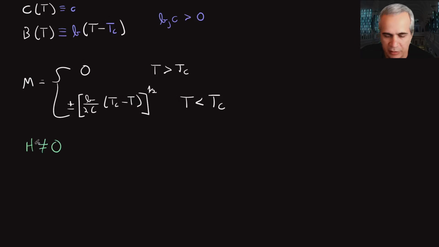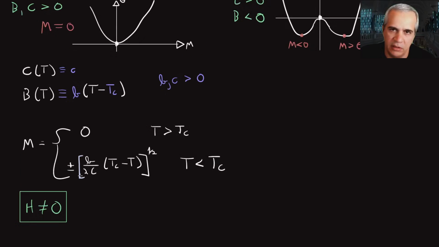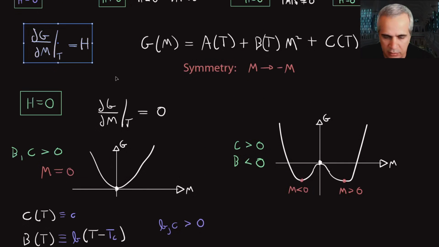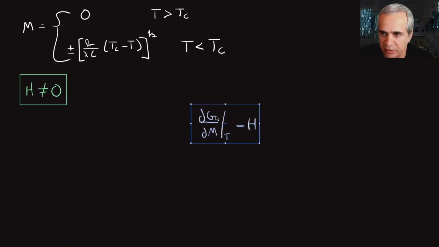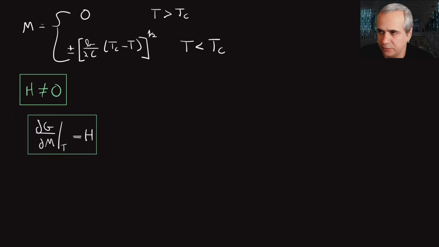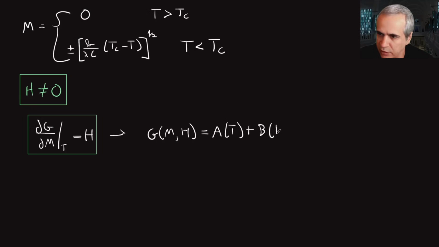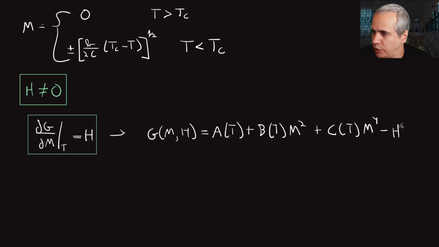h different from 0 now, right, we have to solve again for this equation, which is equivalent. Let me copy it here. And that's the same as minimizing in relation to m a different potential, which I can call G(m,h), which is a(T), nothing changed here, plus b(T) m squared plus c(T) m fourth minus hm, right? If I differentiate this in relation to m and set it to 0, I get this equation, right?